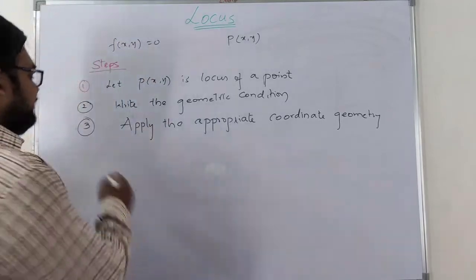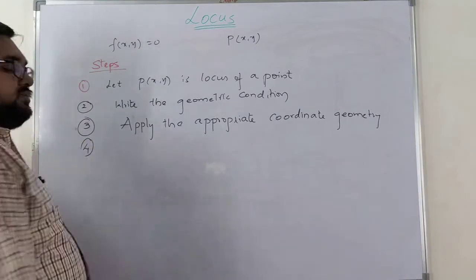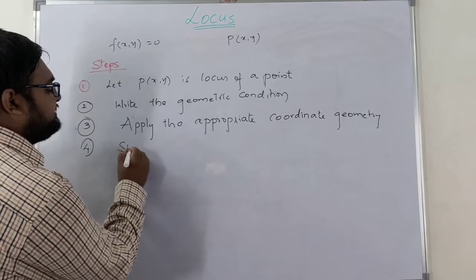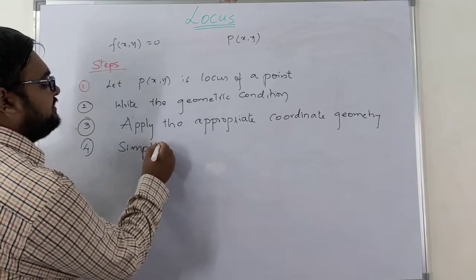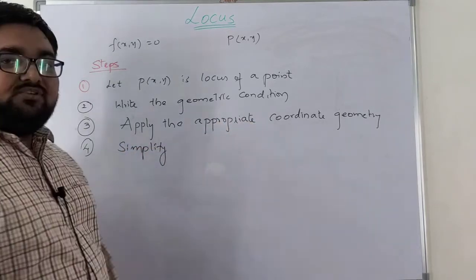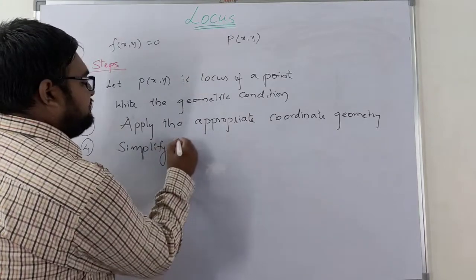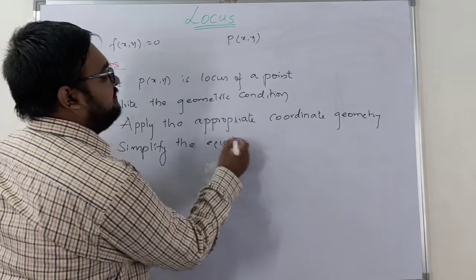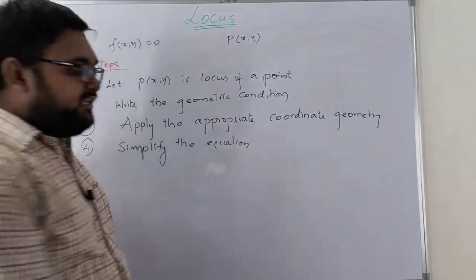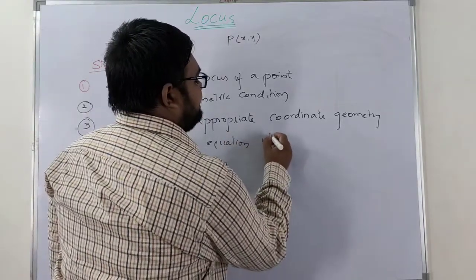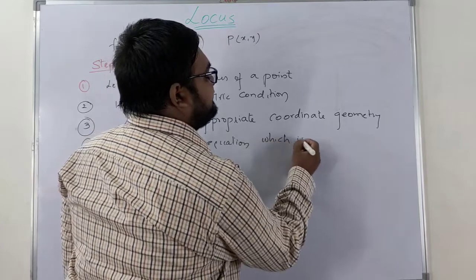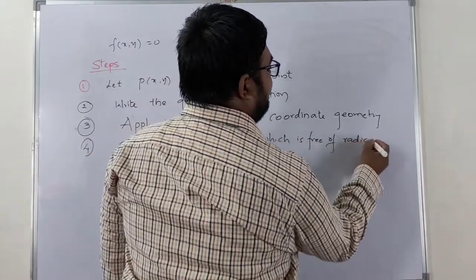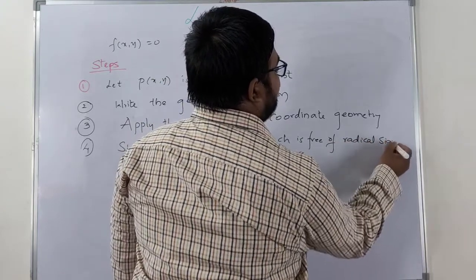Next, the last point. What is the last one? After substituting, what will you do? You need to simplify the equation. You need to simplify the equation so that it is free of radical signs.